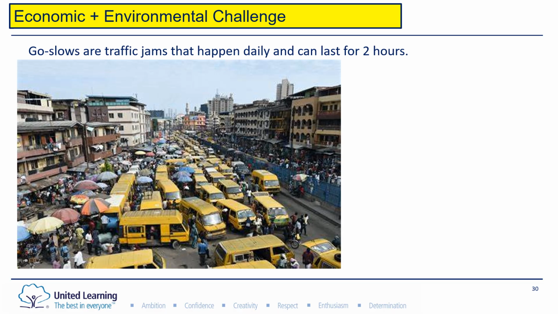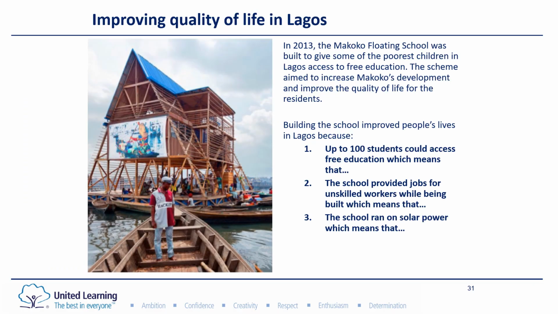Okay, and we need to understand now what is being done to address this, and we looked at an urban planning scheme. The urban planning scheme we looked at was the Makoko Floating School. So a new school was designed and it was built in Makoko in 2013 by a Dutch charity. This school had many successes, one of them meaning it could give 100 students access to education.